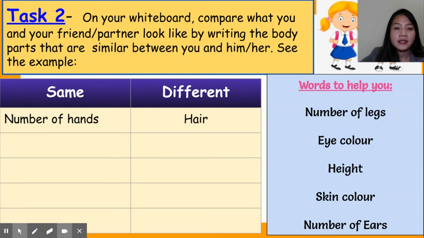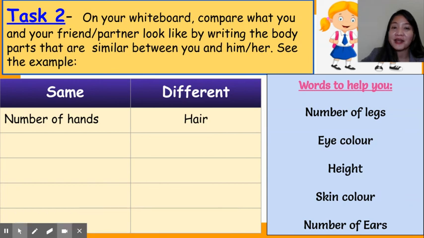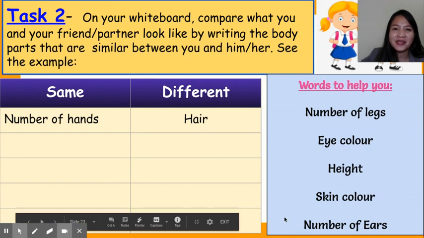Am I right? And in the second column, you have to write a body part which both of you don't have, or maybe one of you doesn't. It's different, okay? So, for example, we have here hair. Maybe your friend has longer hair and you got shorter one, or maybe the hair colors are different. So, you may have to use the following words we have here: number of legs, eye color, height, skin color, and number of ears. Are you ready to do the task? You may begin.